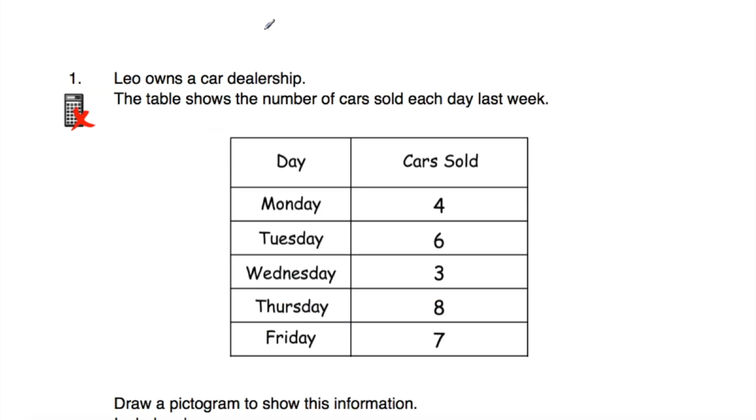Okay, question number one says Leo owns a car dealership, and the table shows the number of cars sold each day last week. These are the weekdays, Monday, Tuesday, Wednesday, Thursday, Friday. He obviously didn't work Saturday or Sunday. He sold 4 cars on Monday, 6 cars on Tuesday, 3 cars on Wednesday, 8 cars on Thursday, and 7 cars on Friday.